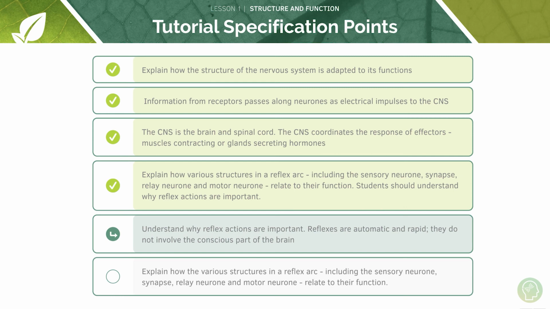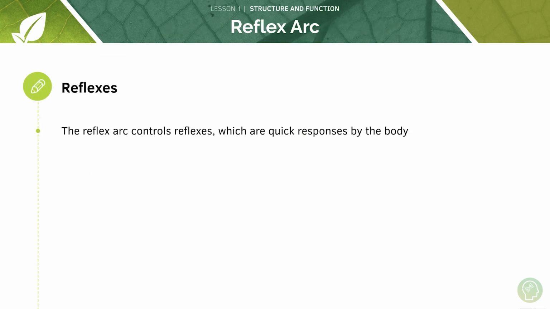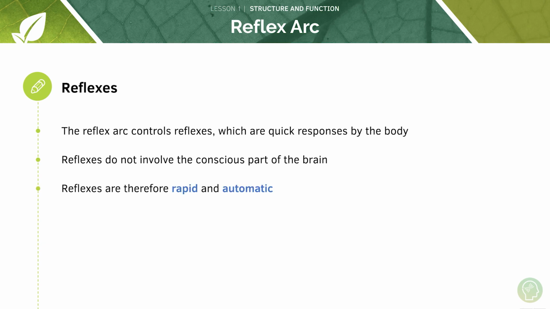So now let's take a look into reflexes. Reflexes differ from actions that we voluntarily carry out because they are automatic and rapid, and they don't involve the conscious part of the brain. So this means they're going to be much more rapid and automatic than voluntary movements that we carry out. And reflexes are generally conserved within humans, so they tend to be the same within everyone.